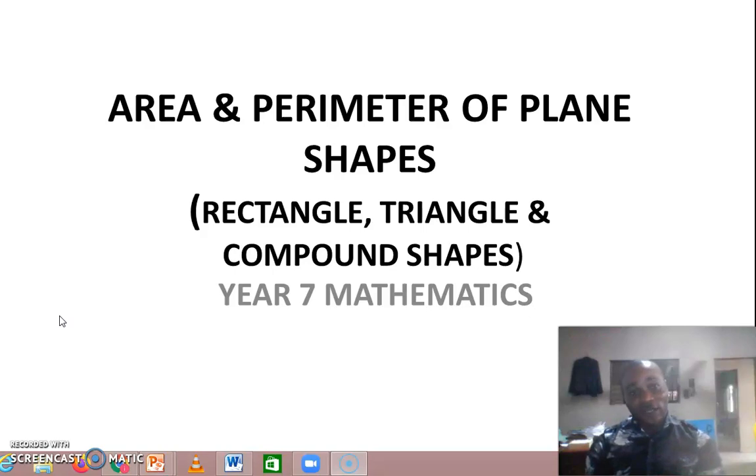I'd like to take some topics here: area and perimeter of plane shapes. When I talk about plane shapes, I'm talking about rectangle, triangle, and compound shapes. That's the topic I'll be taking. And I believe you're familiar with plane shapes. You must have heard about rectangle and triangle. So let's see what we have.